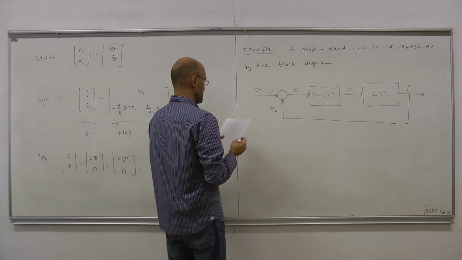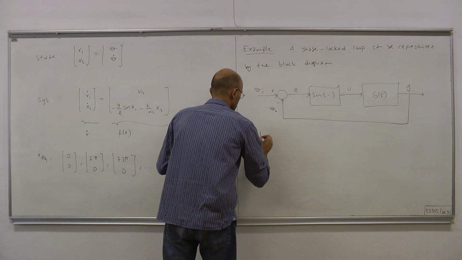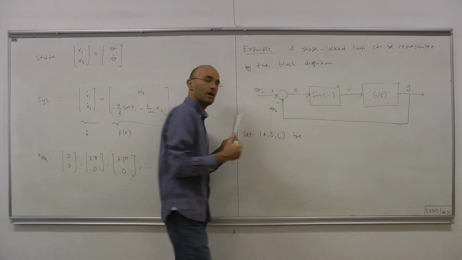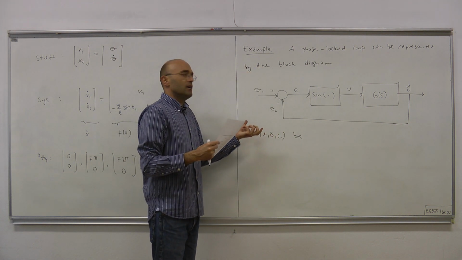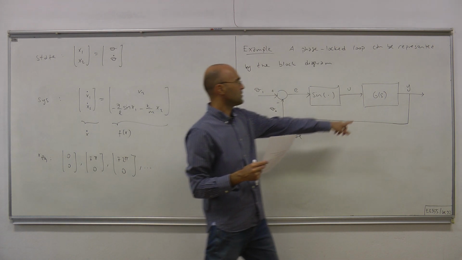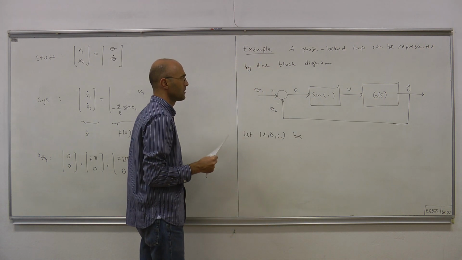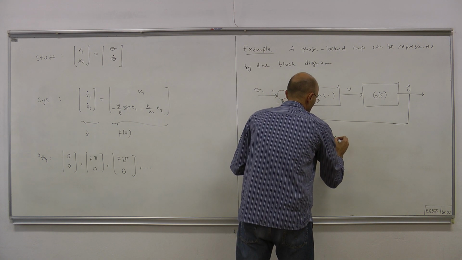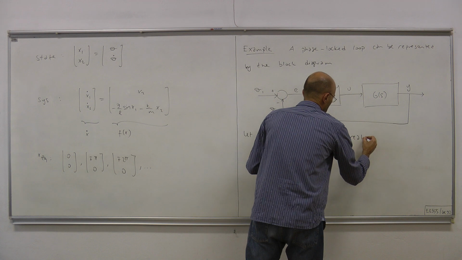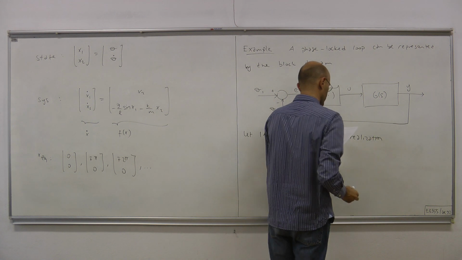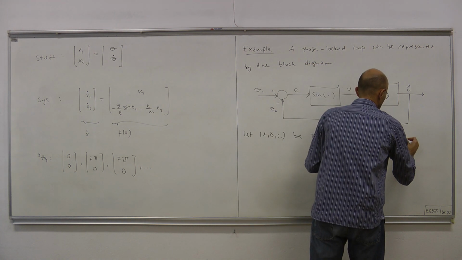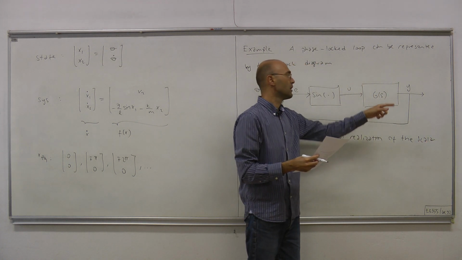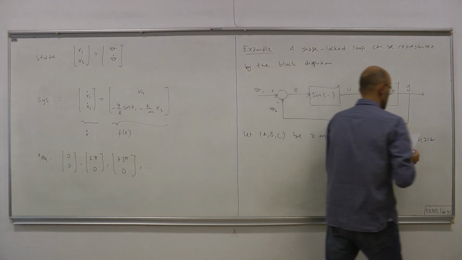Now let A, B, C be the matrices of a minimal realization for this input-output map G of s, a minimal realization of the scalar, because both the input and the output are scalars, strictly proper.